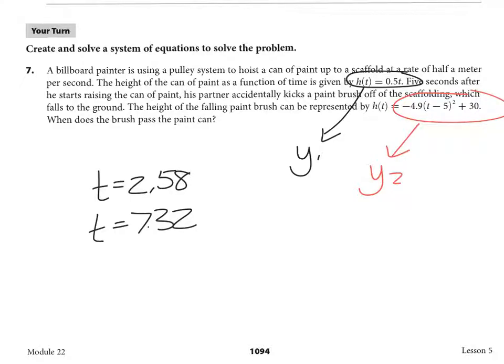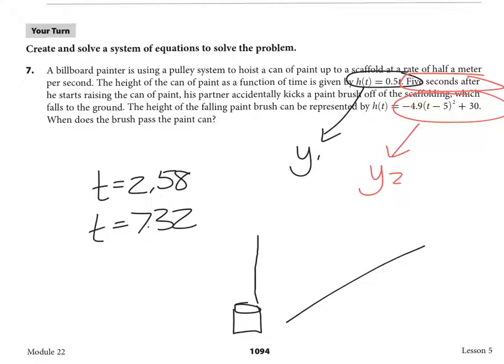The height of the can of paint. A billboard painter is using a pulley system to hoist a can of paint. So the paint can is going up, and it's going up at this linear rate. The height of the can of paint as a function of time is given. 5 seconds after he starts raising the can of paint, his partner accidentally kicks a paintbrush off the scaffolding. Okay, 5 seconds after. The height of the falling paintbrush is given. When does the brush pass the paint can?